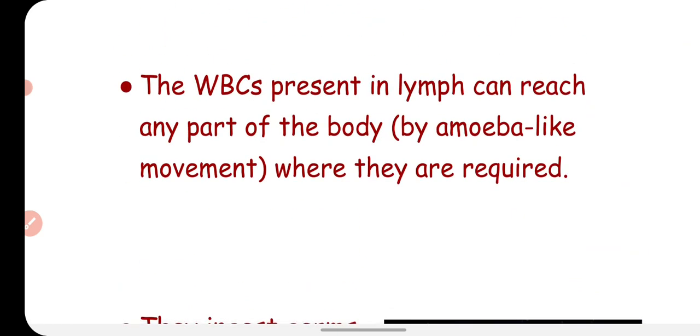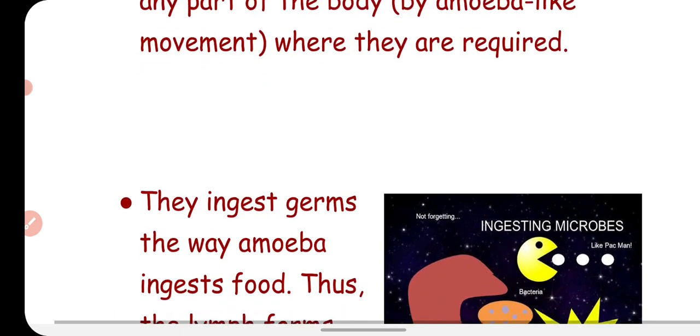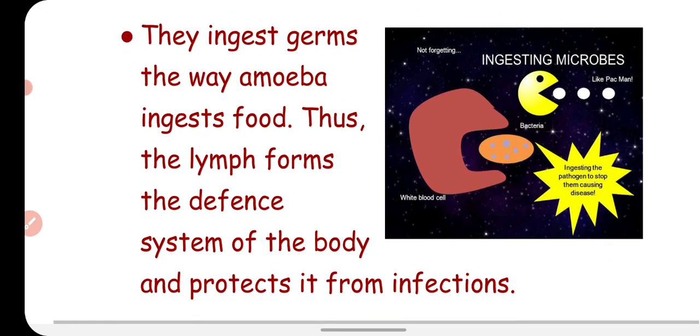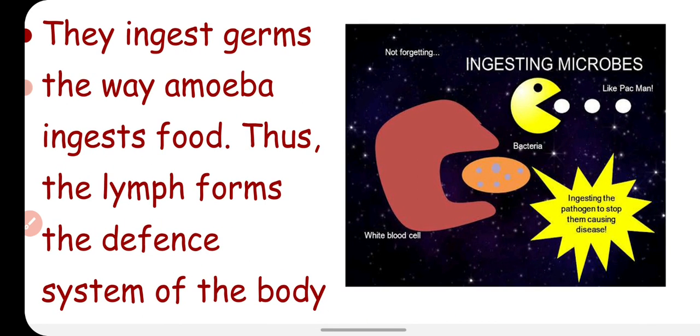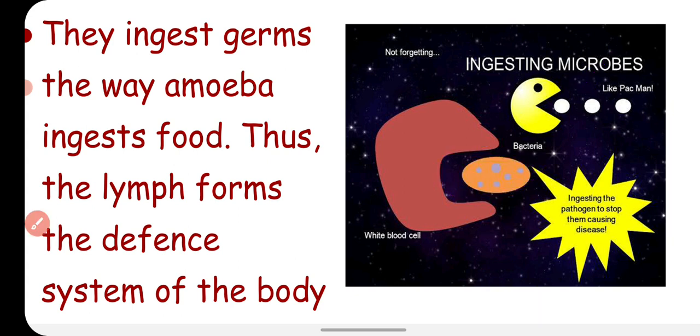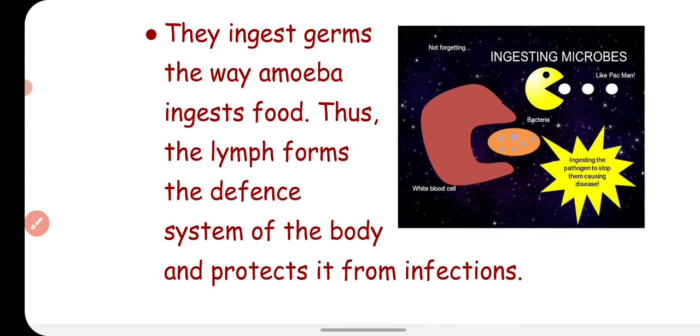The white blood cells present in the lymph are amoeboid cells. They can move just like the amoeba and go wherever it is required, wherever the pathogens are present. Just like the amoeba ingests food, the white blood cells engulf the bacteria or any pathogen and kill them, so that it acts like a defense mechanism in our body and protects us from infection.